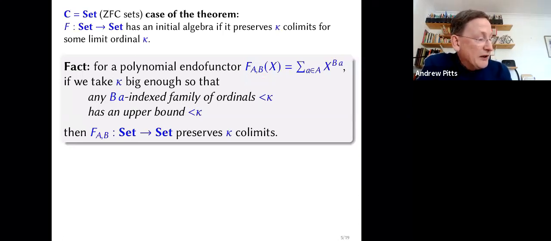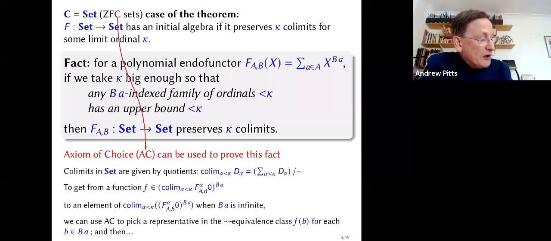And if we take the ordinal big enough so that any arity-indexed family of things less than kappa has an upper bound that's still less than kappa, then that's enough to be able to prove that the associated polynomial endofunctor preserves kappa colimits, and hence we can apply Adamek's theorem to construct the initial algebra for the functor.